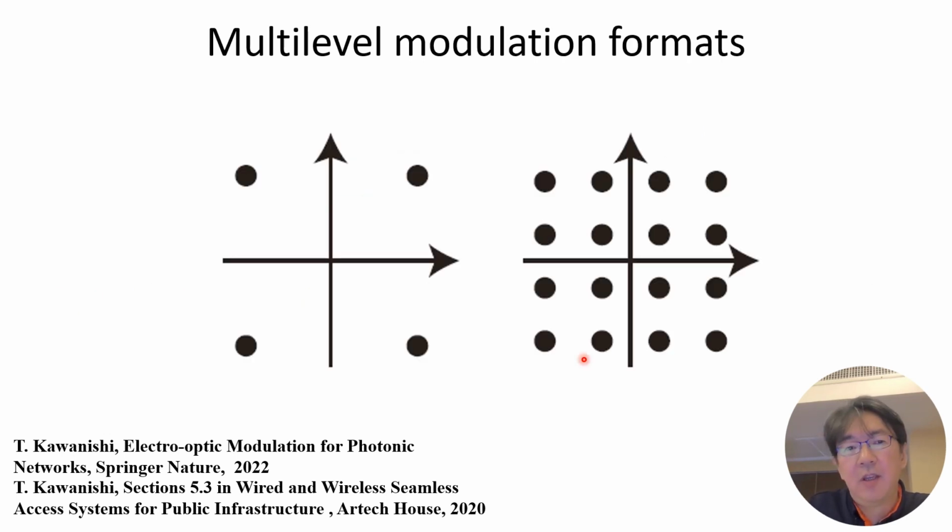By using the combination of the Mach-Zehnder modulators, we can generate more complex signals. You can see here the symbol diagram of the QAM, and in this configuration it has 16 symbols. Of course, we can generate more complex modulation formats. If you want to learn more, you can check the references listed here.